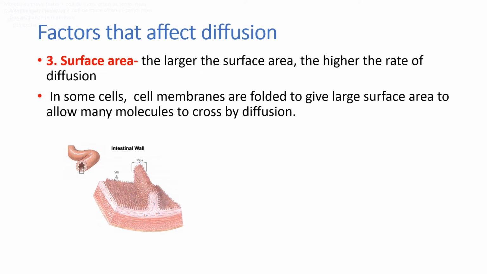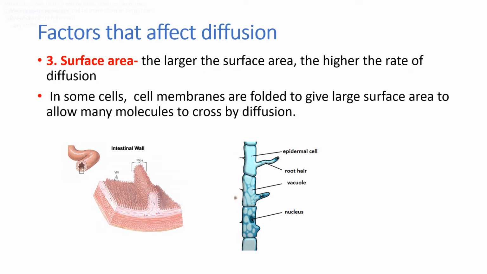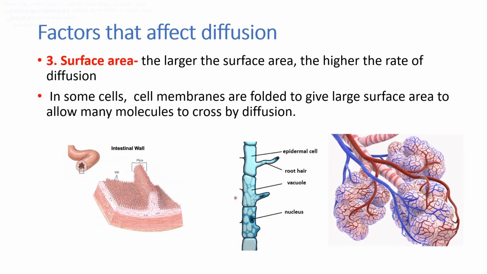All these 3 structures increase the surface area so that the diffusion of nutrients happens very fast. The second example is the absorption of water and minerals through root hair cells. Root hair cells have long and thin extensions which increase their surface area. Therefore, the diffusion of these molecules can take place faster.